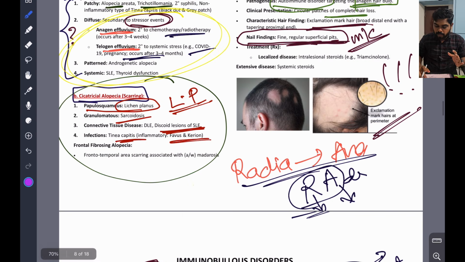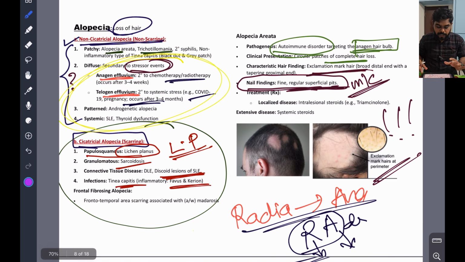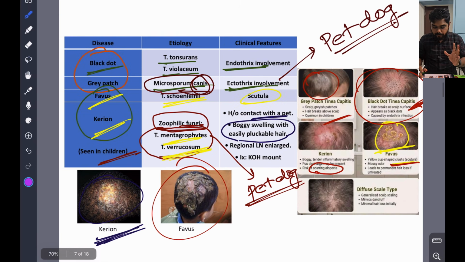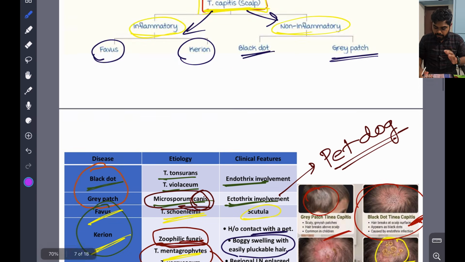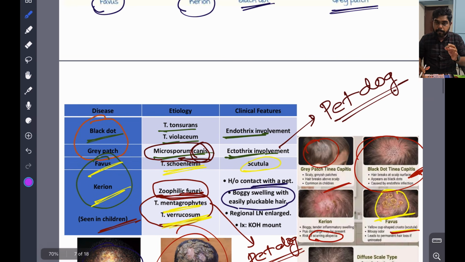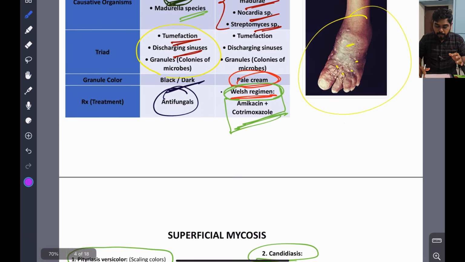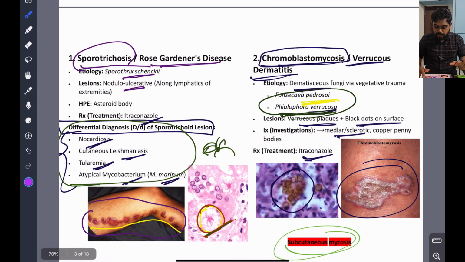Immunobullous disorders, don't take into theory. Alopecia is also very important. Cicatricial, non-cicatricial, scarring and non-scarring, very important. And alopecia areata, nail changes and exclamation signs, and ectothrix, endothrix, very important. And Skirion favors, regularly asked question. Please see the diagrams. If you want the PPT or presentation or PDF, please message. Okay, so dermatophytosis and the superficial mycosis and subcutaneous mycosis, which is very important.